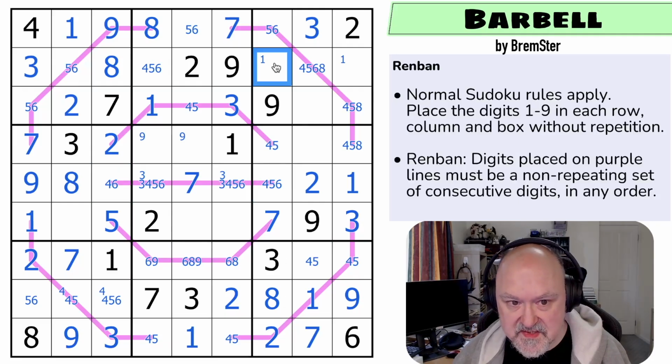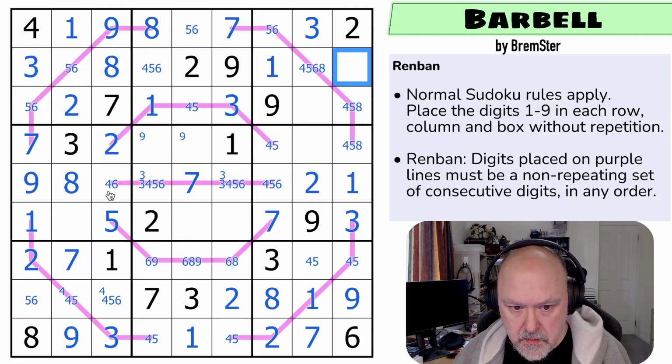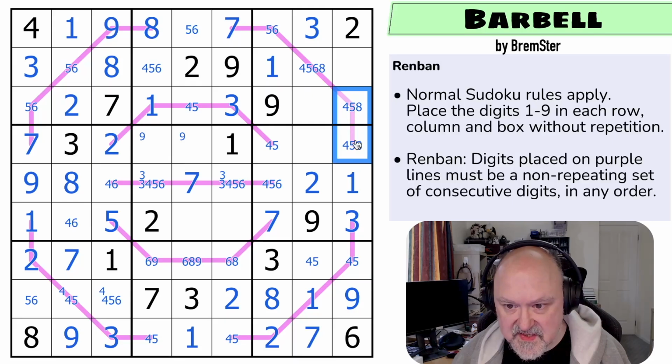4, 5, 6 means this is the 1. This is a 4 or a 6. This is a 4, 5, 8. So the 8 must be in one of those two and not there. But 4, 5, 8. So 1, 2, 3, 4, 5, 6. That's a 7.